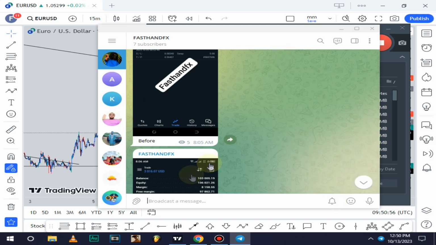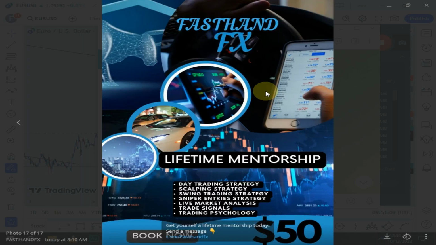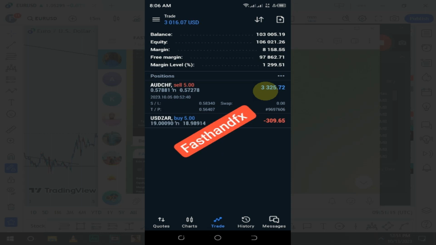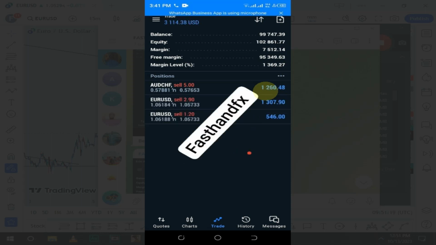You can see I'm talking about Euro USD, guys. Let me just show something. This is Aussie Swiss franc. I took it in my $100,000 challenge funded account, and you can see how the market played out. This is before I took that Aussie Swiss franc, and after, that was $3,000 profit. And this is the Euro USD that I was just talking about. I did take that sell.